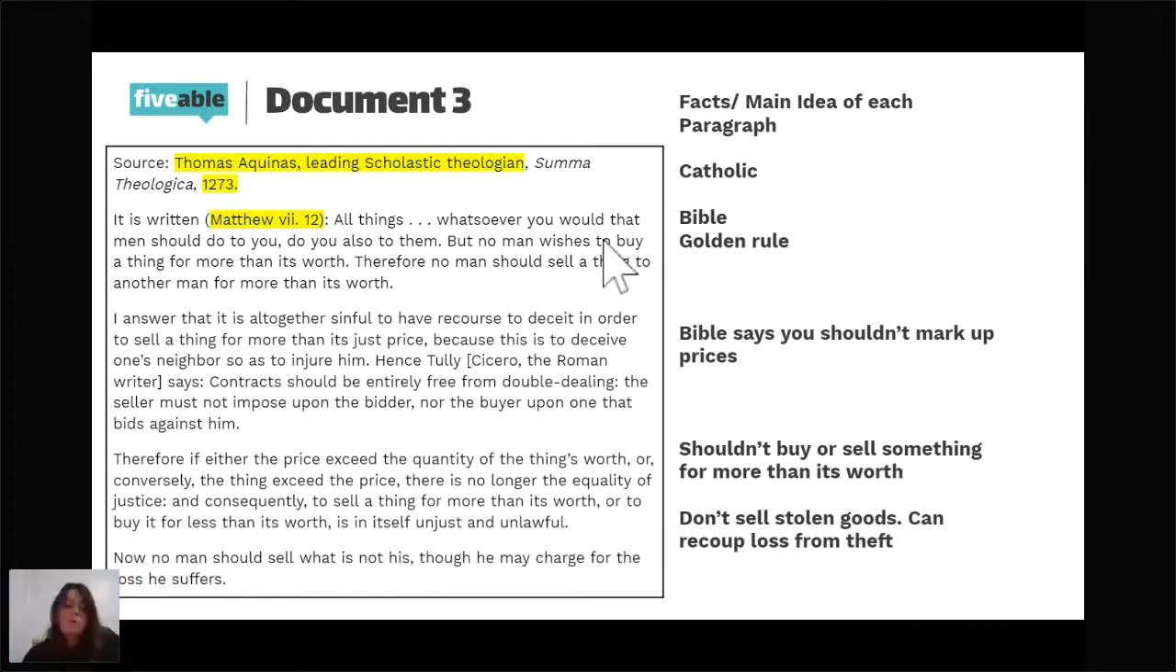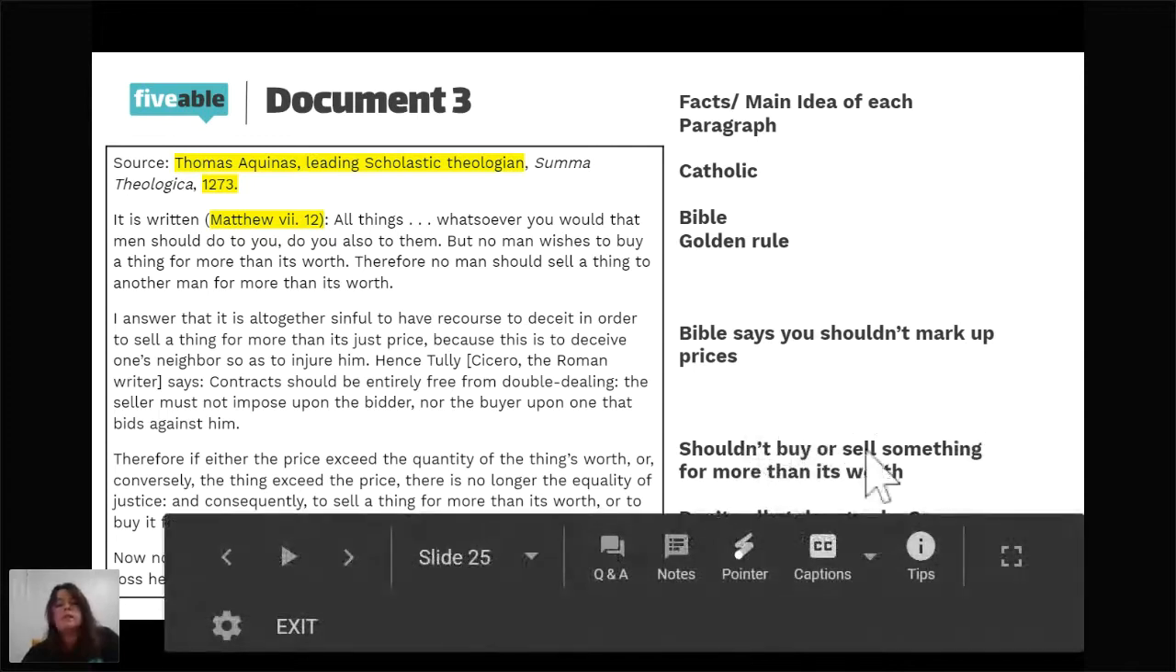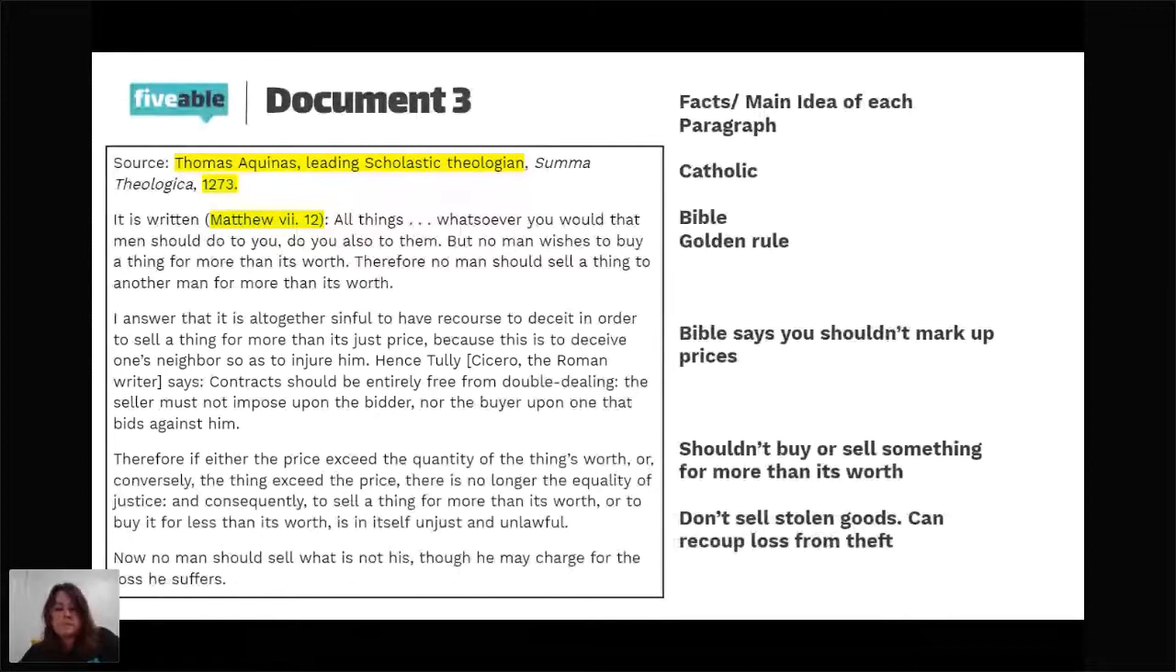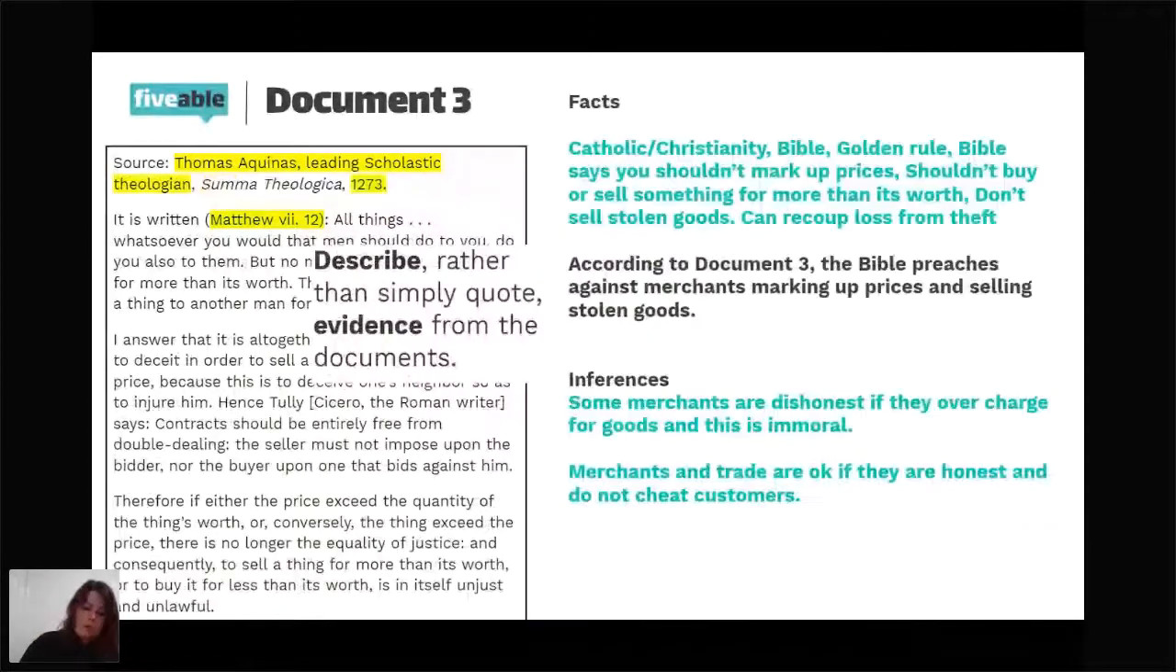Okay, so does that make sense? So sometimes with the longer ones, get the main idea of each paragraph and see if that has something to do with the prompt. And it looks like it does, right? My students tend to just really get lost in these long paragraphs. And I'm like, you've got to just get those keywords, right? Okay, so our facts. It's probably Catholic or Christianity. We see the Bible, the golden rule. Bible says you shouldn't mark up prices, shouldn't buy or sell something for more than it's worth. Don't sell stolen goods. You can recoup the loss from theft.